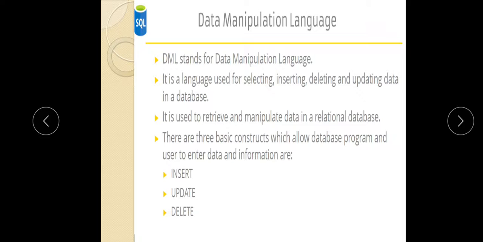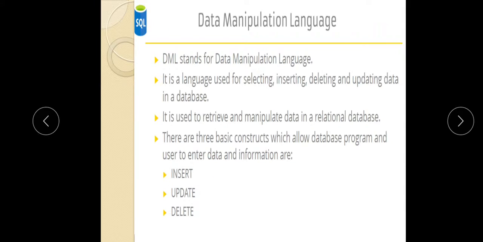It is used to retrieve as well as manipulate or modify data in the relational database. What do we mean by a relational database? A relational database means the data is stored in the form of relations, or tables. There are three basic constructs which allow the database program and user to enter data and information. We are going to see the three main DML commands, which are insert, update and delete. These are the main three DML commands that we are going to see today.